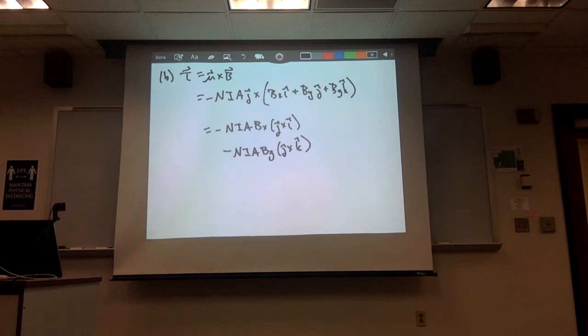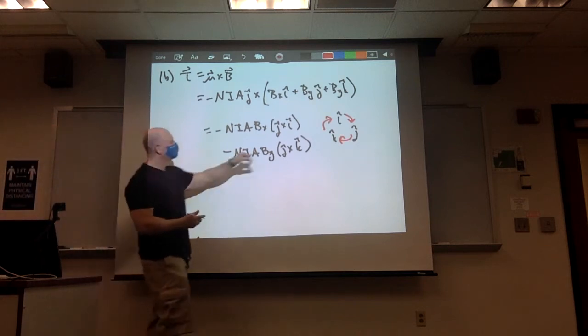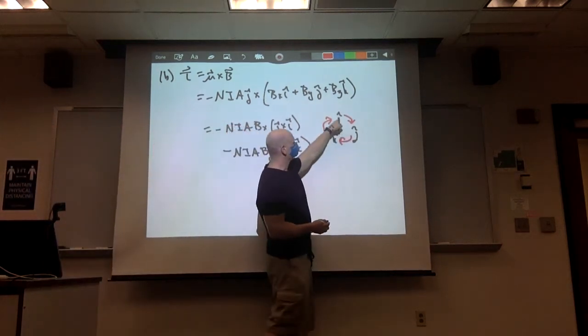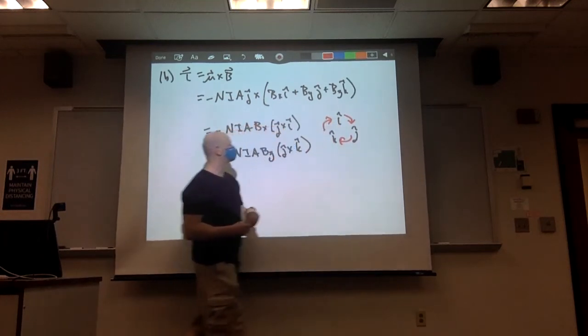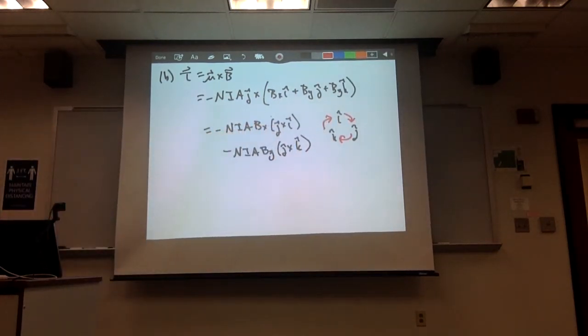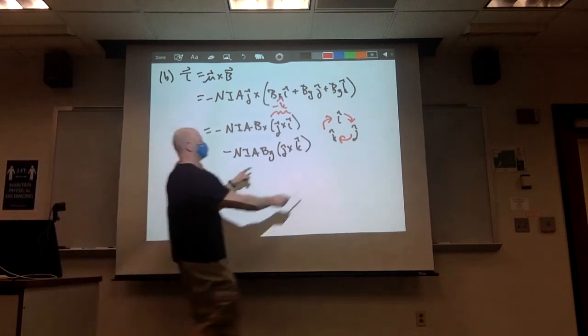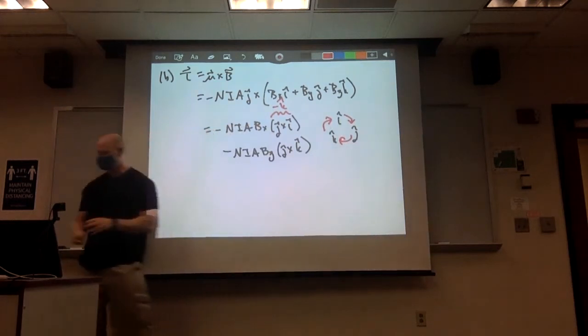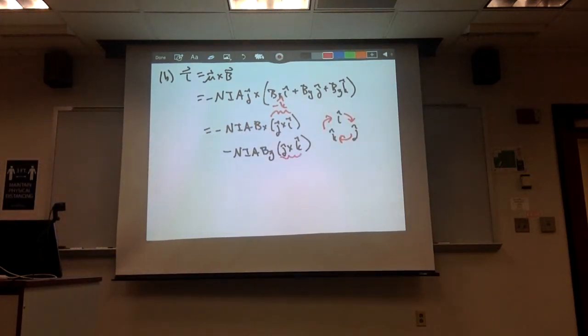Now, if I want to know the directions of these, remember if I have I, J, and K, going from I to J gives me a positive K. Going from J to K gives me a positive I. And going from K to I gives me a positive J. If I go in the opposite direction, I simply get a negative sign. Here I'm going from J to I, which is the opposite direction, so I'm going to get a negative K. And here, going from J to K gives me a positive I.